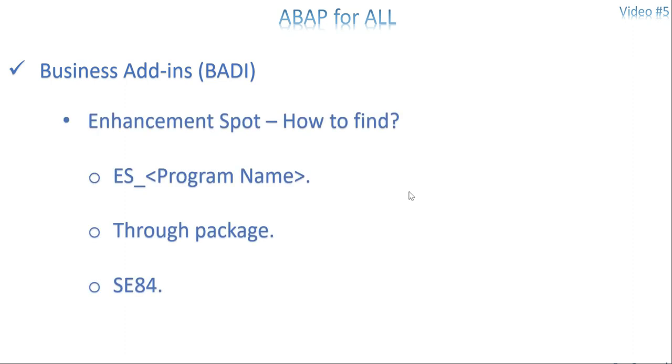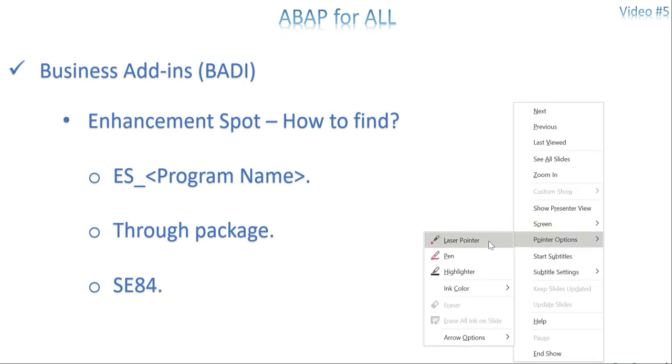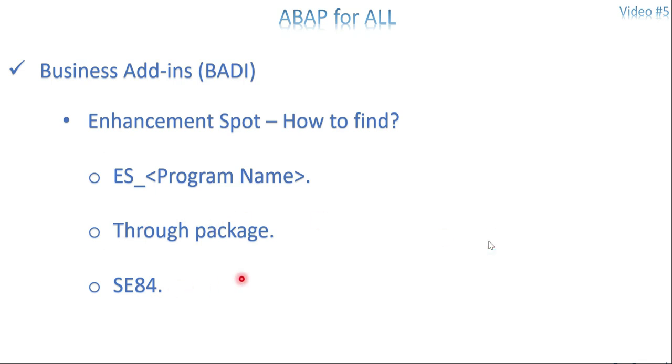And how to find an enhancement spot. There are three ways as per my understanding. One is, normally if you find any standard program and want to know if there is any enhancement spot, mostly the enhancement spot name starts with ES underscore and the corresponding standard program name. So that is one way. Another way, find the package of the standard program, and through the package you are able to identify what are all the applicable enhancement spots available for the package.